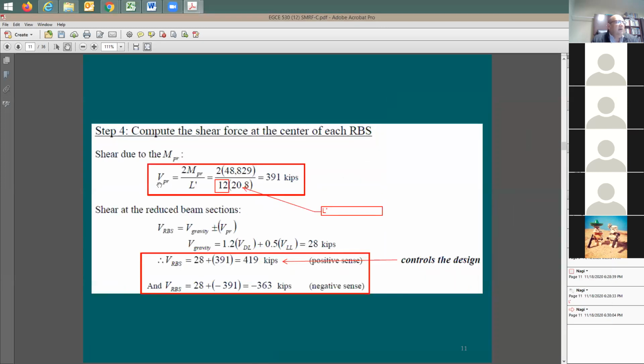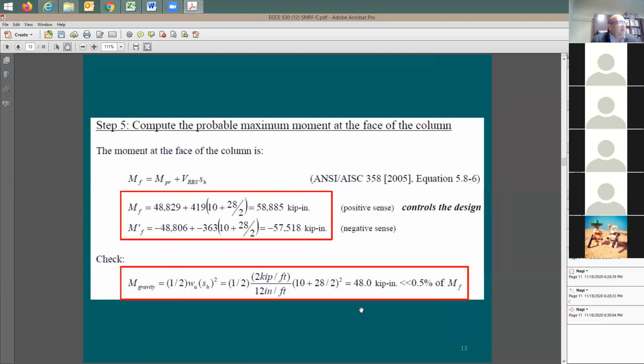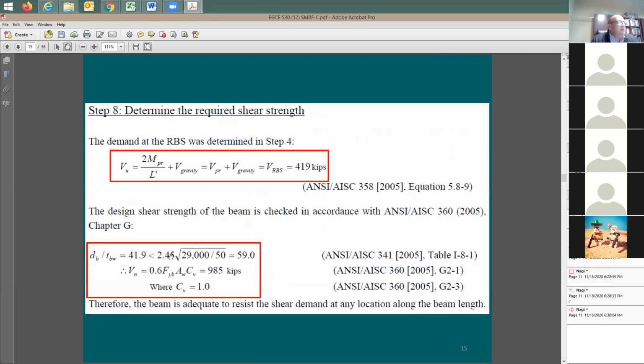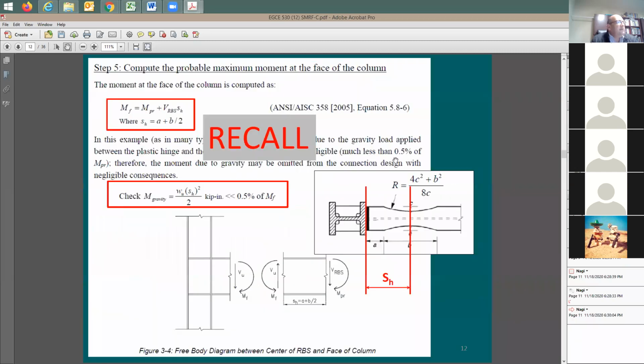So I find the mechanism shear, then the total shear at the RBS to include a little bit from the gravity load with this load combination. At a certain point we need to check the shear, and it's going to come at this section. Let's skip the few slides in the back for the flexure check. V sub U is equal to the mechanism shear, just repeating the same equation, plus V gravity, which is the 419. This slide number 15, I'm going to come back to it in a second.